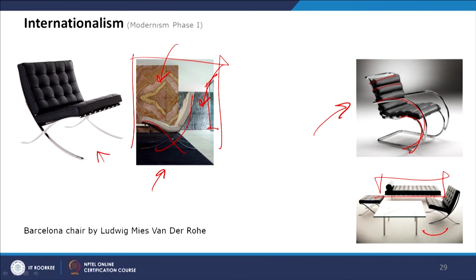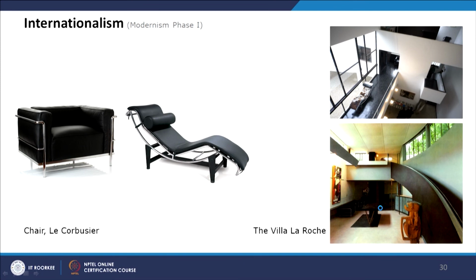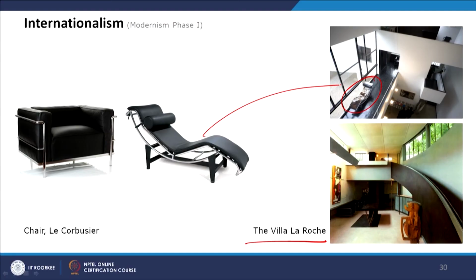Now Corbusier also designed a few products, and in Villa La Roche, which is in Paris, Corbusier's own designs of chairs are there. So here if you see this chair, you see a way of streamlining, because this curve is not a pure curve, but is something in between streamlining and the modern internationalist movement. I'm telling again and again that streamlining is not a very separate movement, it falls under the internationalism movement as well.